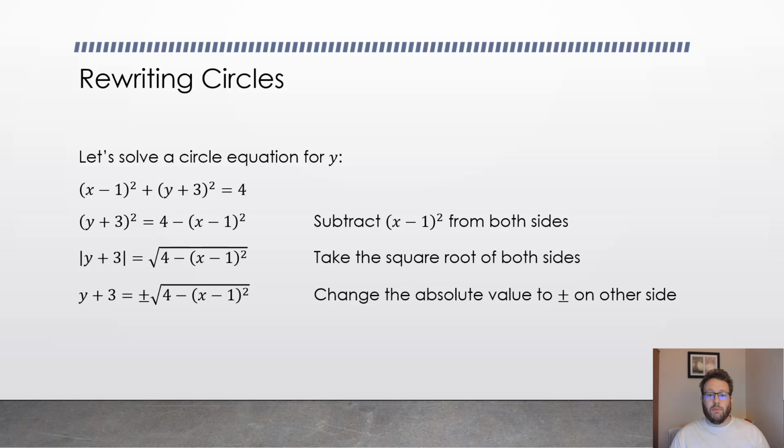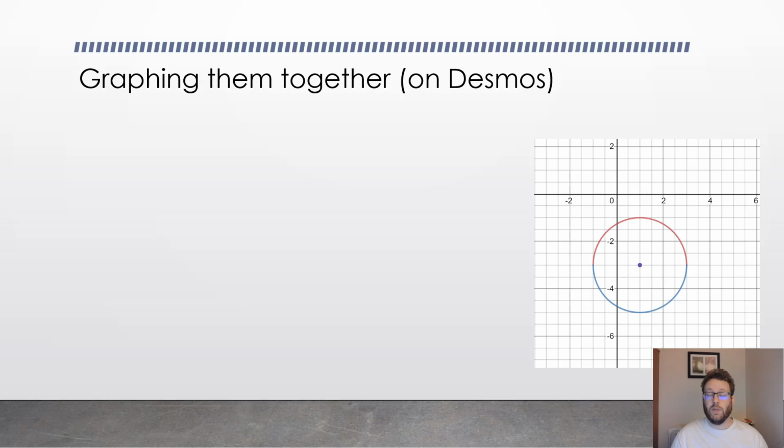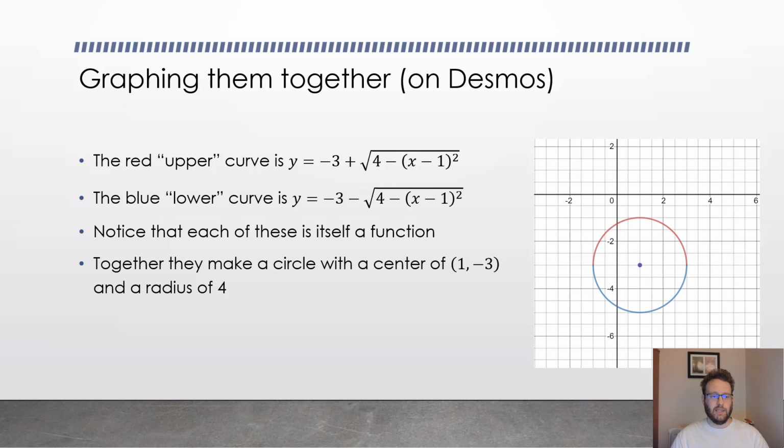And then again, you're just left with, well, let's subtract 3 from both sides. And you're left with two functions once again, y equals negative 3 plus the square root, and y equals negative 3 minus the square root. And so when you do this, once again, you have an upper curve, which is a function, a lower curve, which is a function, and you end up having a circle with a center of (1, negative 3) and a radius of, oh, that's a typo on my part. I'll have to go back in and fix that, but a radius of 2, the square root of 4, it should say. Hopefully this has helped understand how we can convert certain non-functions into pieces that are each functions to help us with graphing, and have a nice day.